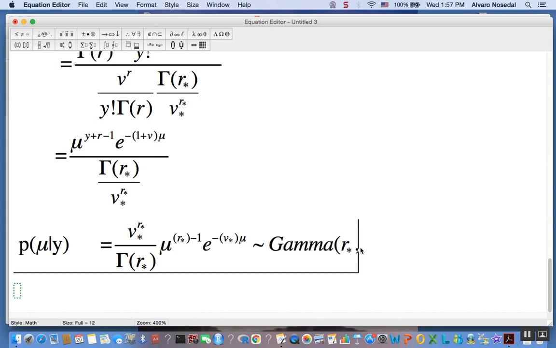The gamma distribution is going to give you the conjugate prior for data with a Poisson likelihood. Make sense? And just let me remind you that r star is y plus r, and v star is v plus 1. Make sense?